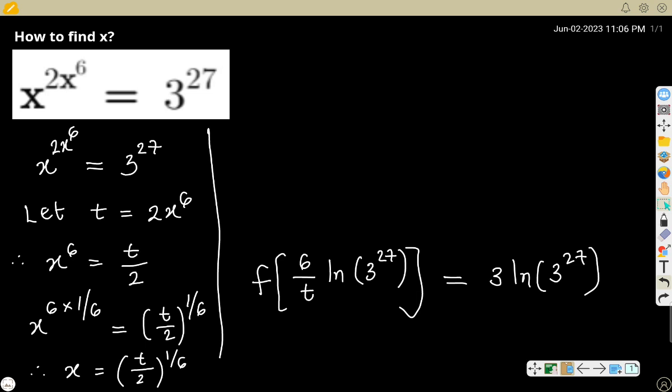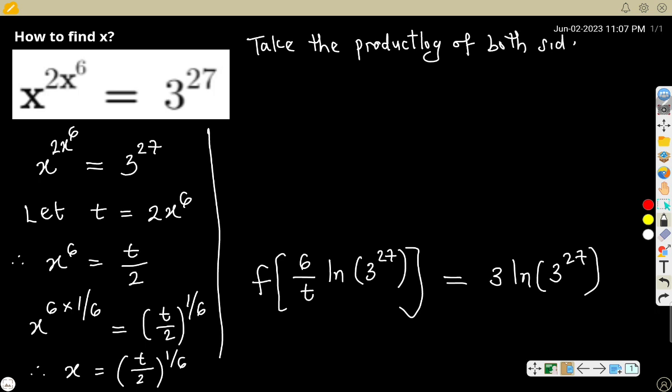So let's say we have this now. So take the product log of both sides. Just like you say, take the logarithm of both sides, but here we are taking the product log of both sides. What is product log? The symbol for product log is W.